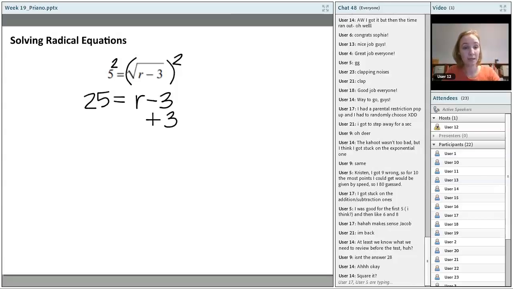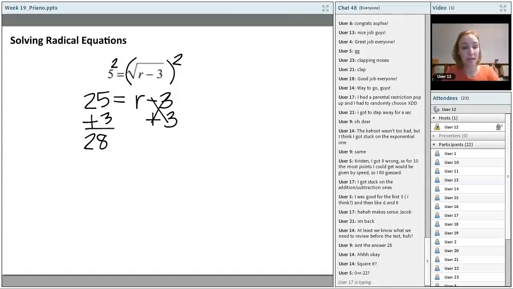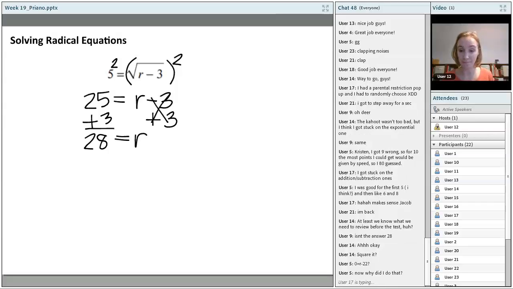And then we can add 3 to both sides to isolate the R. And we end up with 28. And we end up with R isolated. So 28 equals R. Good job, Timothy.